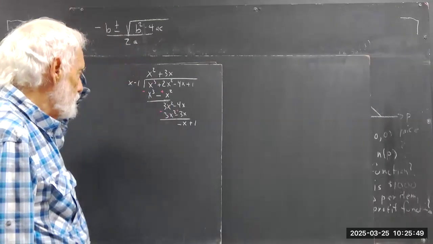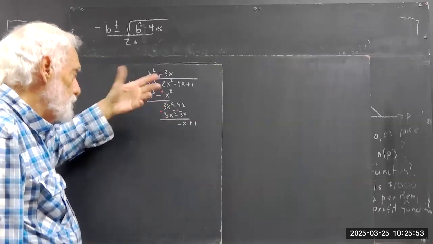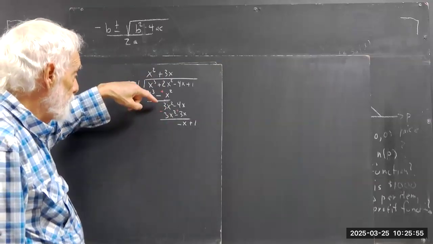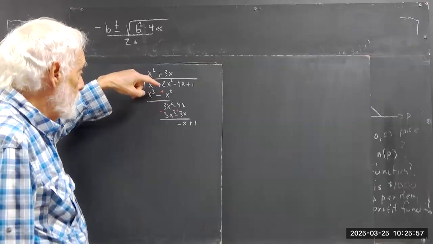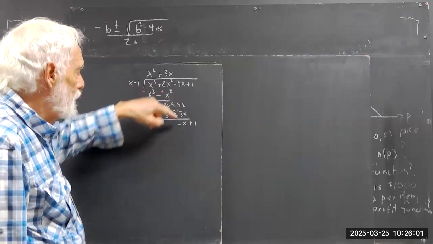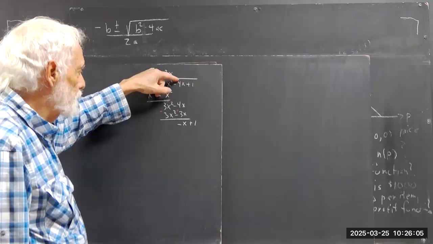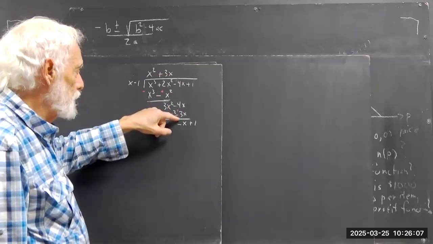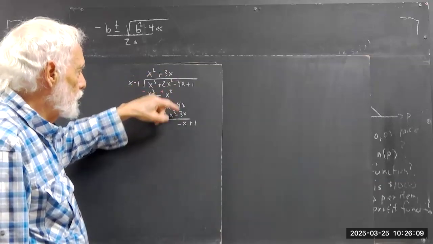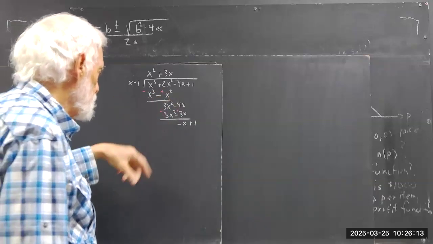Now, I explained it when we did it in class last time, but I brought the 4x down here because it's just kind of clumsy having to look all the way up here to see what we're going to subtract the negative 3x from. Put the 4x here so we can see immediately what to subtract the negative 3x from.